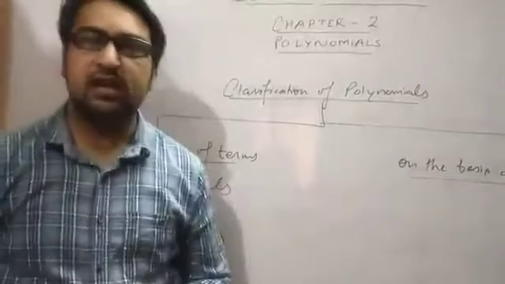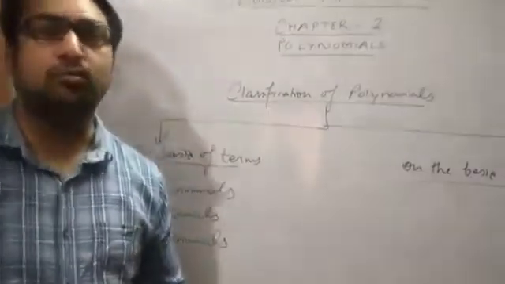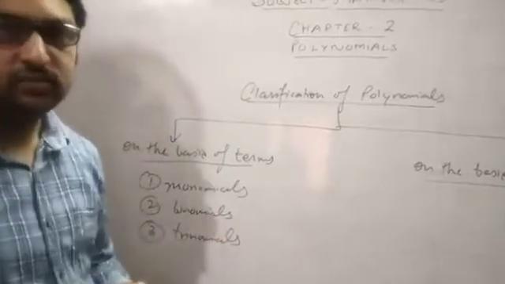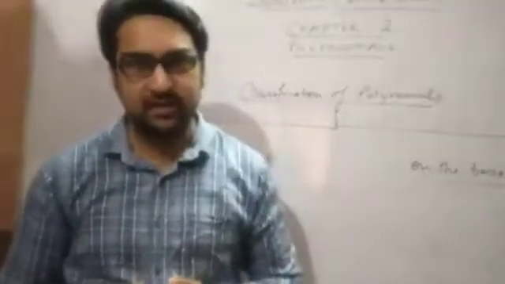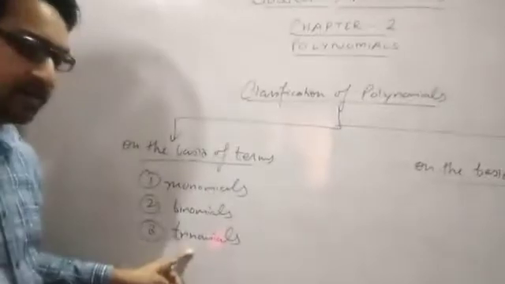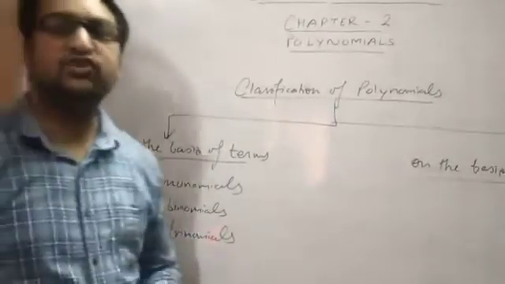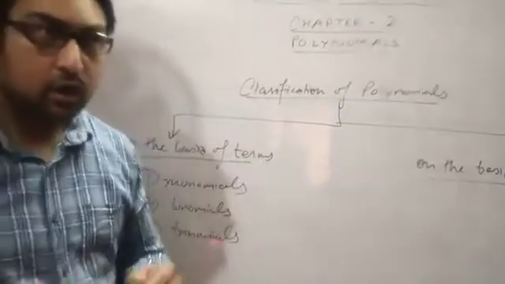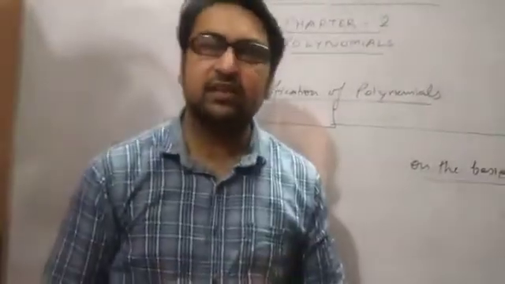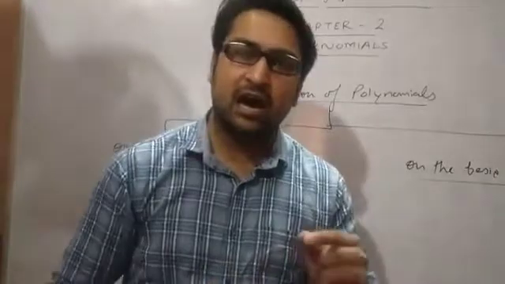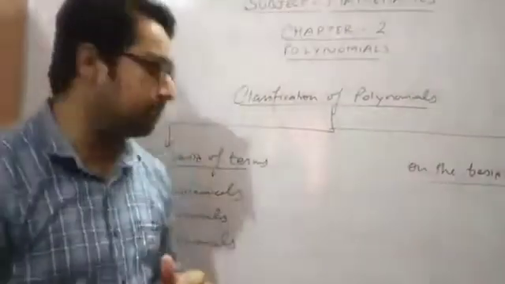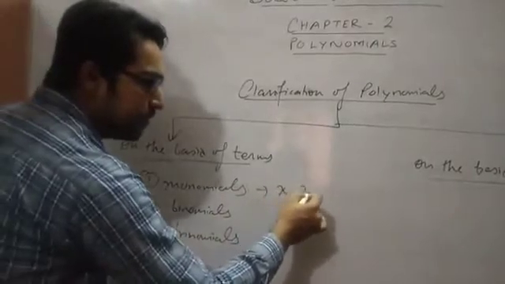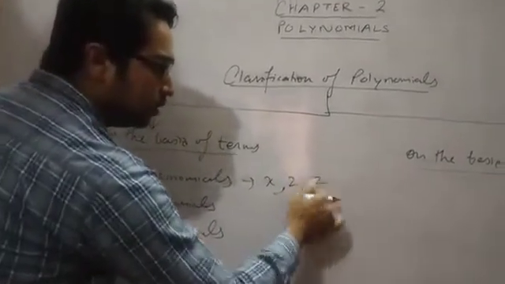The polynomials having only one term are called monomials. The polynomials having two terms attached with a sign of plus or minus are called binomials, and trinomials are the polynomials having three terms attached with the sign of plus and minus. Those terms which are attached with the sign of divide or multiply are considered as a single term. Like monomial, example x, example 2, example 2x.